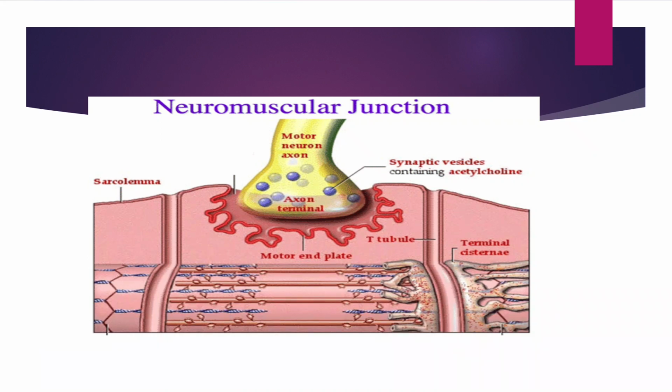Here you can see the pictorial representation of a neuromuscular junction. Here the axon terminal is there, then the motor neuron axon, motor end plate, terminal branches, synaptic vesicles that contain acetylcholine, and sarcolemma.